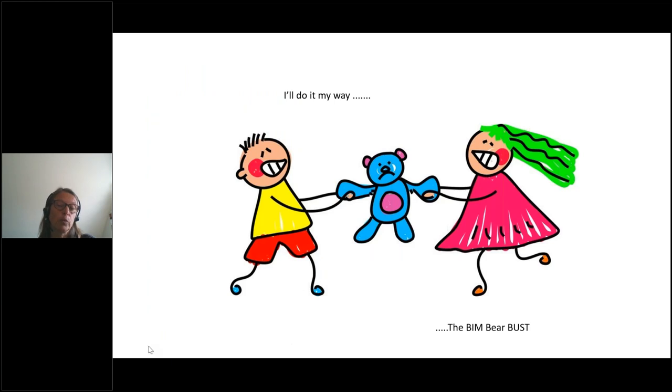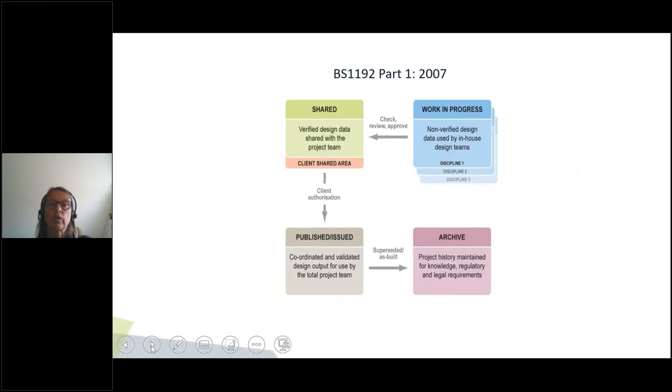But this, for me, was where we kept hitting problems. Although people were saying, yeah, we want to collaborate, we want to cooperate, were they actually listening? Were we listening? Was I listening? Or was I really determined that my opinion was the right one and I'd do it my own way? What I coined as the BIM bear bust. We have learned a lot, and I'm sure some of the speakers will talk about this later, but being able to be open and listen to others and where they're coming from is really important.